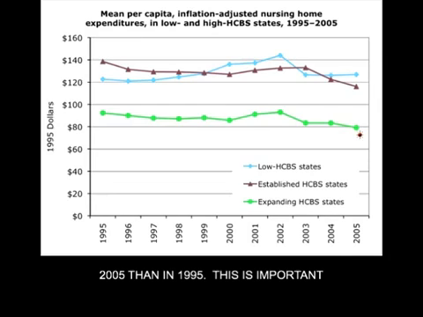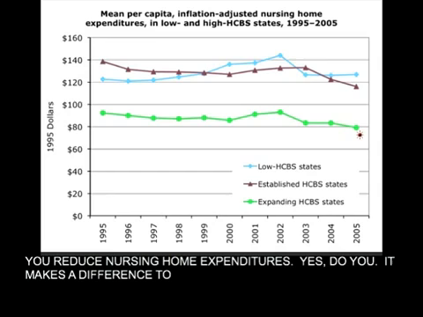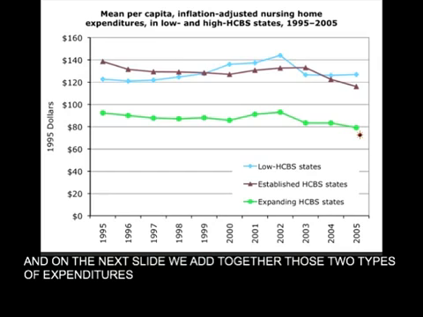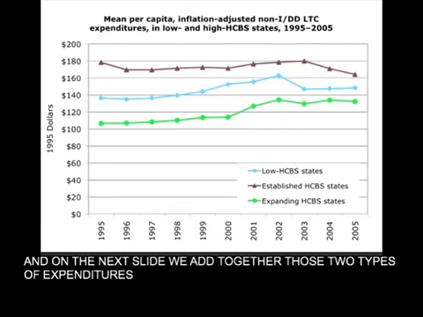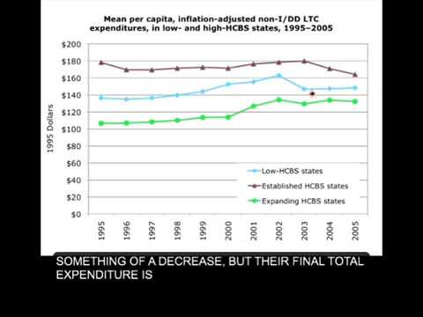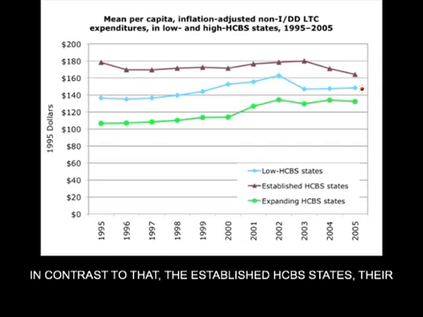Now this is actually important because when we published this, it wasn't even established that if you increase home and community-based services, you actually reduce nursing home expenditures. Yes, you do. It makes a difference to your nursing home expenditures. So that's good. And on the next slide, we add together those two types of expenditures, and what we see is that for low HCBS states, there was an increase, something of a decrease, but their final total expenditure is a fair amount higher than it was to begin with.